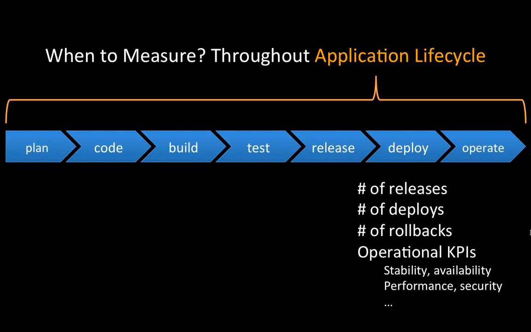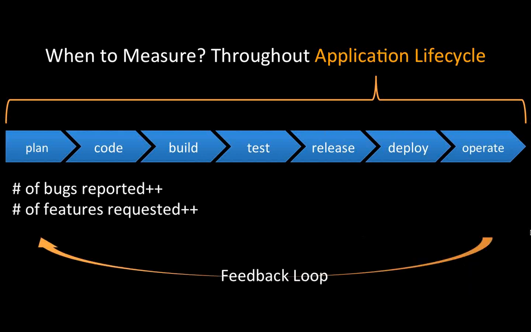Now, that's not the end of it. Then you have an interesting feedback loop here. Once you're in operation, you will only then truly know how your system is behaving. Then you will have inputs back to your system, which are, for example, bugs reported, and then feature requests from your customers. So those are, again, inputs back into this loop.